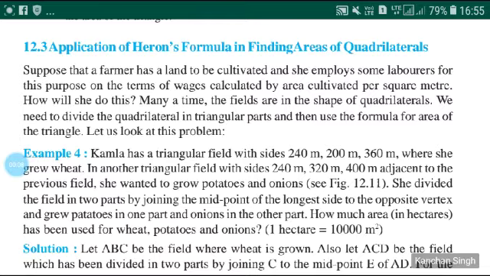Just take an example. Suppose a farmer wants to plot a land, but it is not sure that the land should be of triangular type. It may be of square type, rectangular type. You can say that it may be in quadrilateral form. So in such a case, we will divide that quadrilateral into triangles by drawing a diagonal. Or in simple language, it can be divided into two triangles.